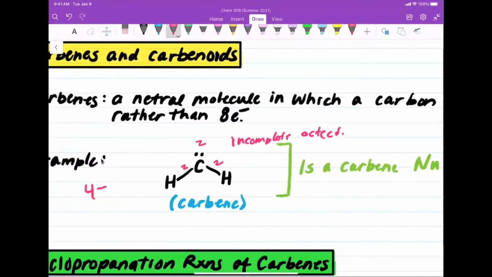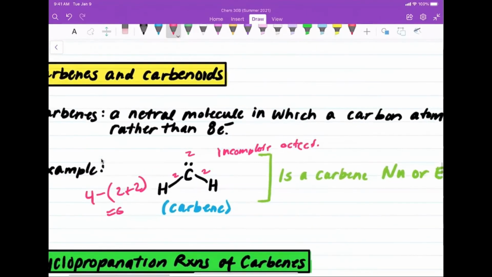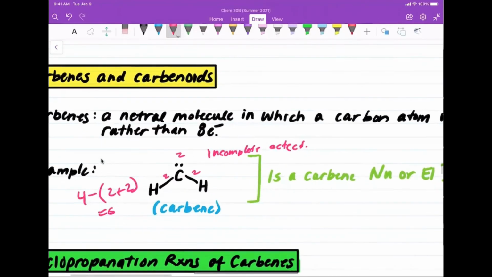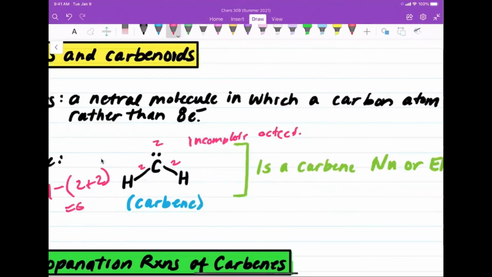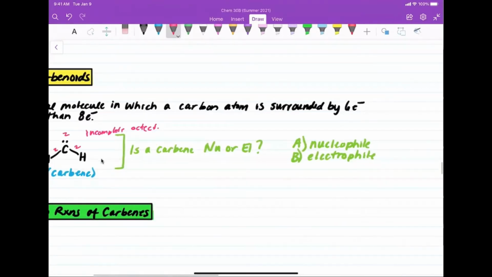So what we do is subtract the number of bonds, which here is 2, plus the number of lone electrons, which is 2, and that gives us a formal charge of 0. So the structure is a little misleading if we don't think about what the formal charge is and the fact that it has an incomplete octet on it. But even though it has 0 formal charge, it has an incomplete octet, which means it's highly electron deficient. So despite the fact that it looks like a nucleophile, it's actually quite electron deficient.